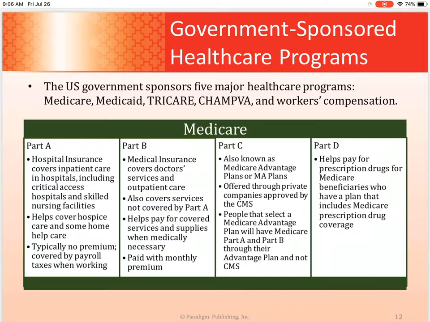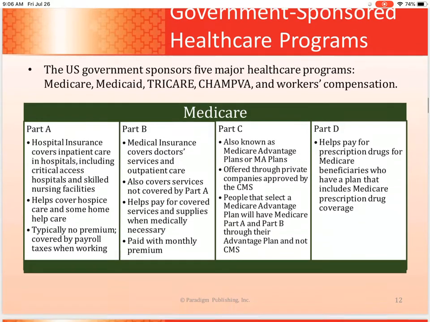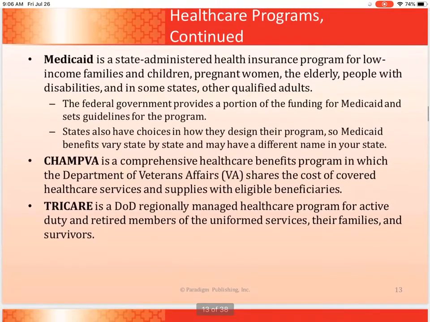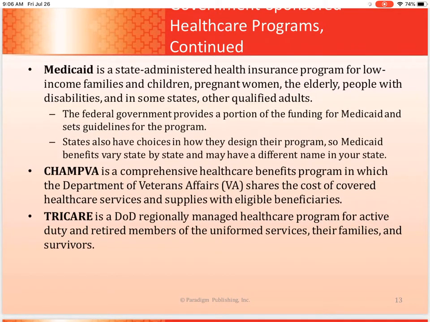So A, hospital insurance, B, medical insurance. Part C is Medicare Advantage, which will cover A and B, and depending on your plan, could also cover D. And then Medicare Part D is your prescription drug coverage. So be familiar with those. All right, moving on to Medicaid.